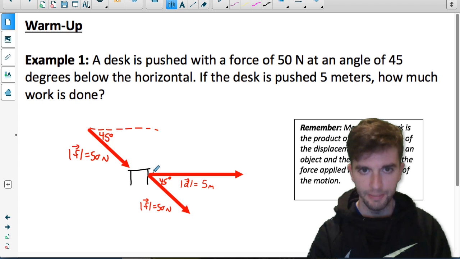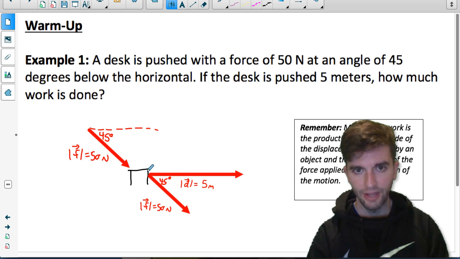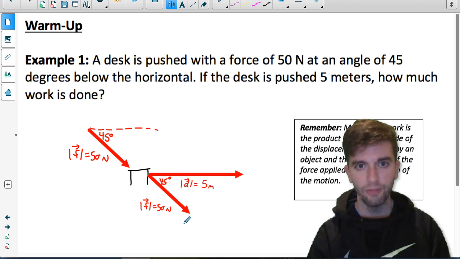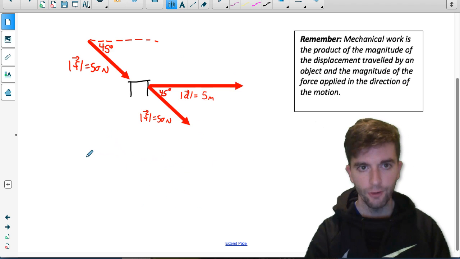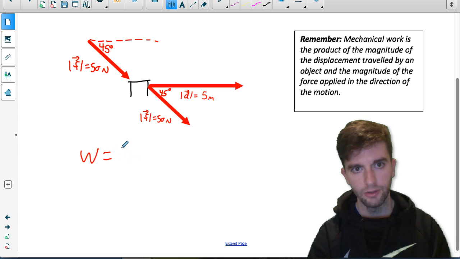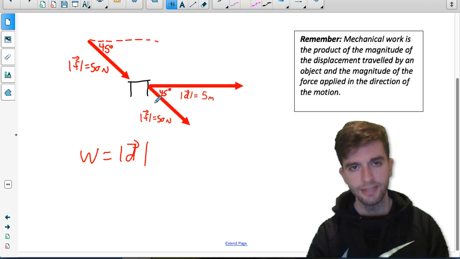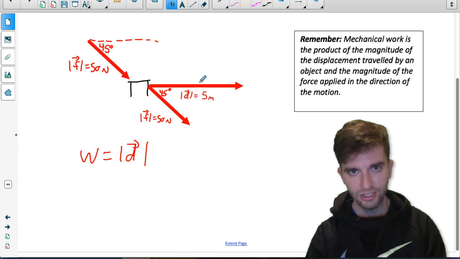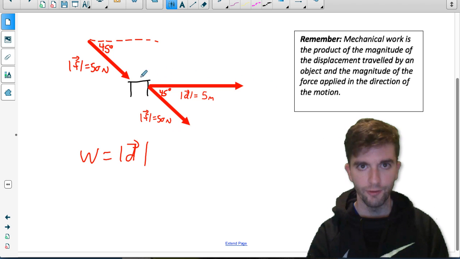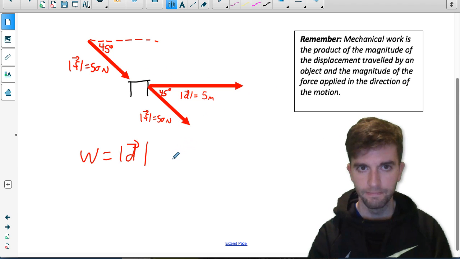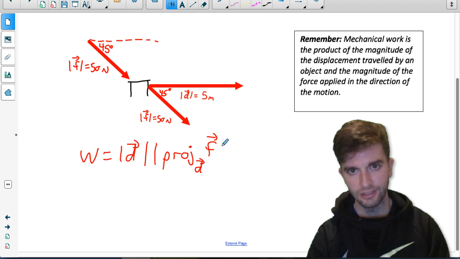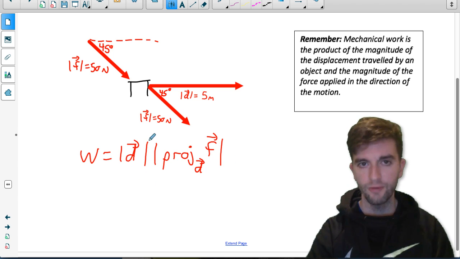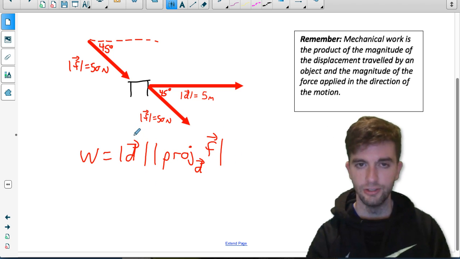Now I'm interested in calculating the mechanical work, and that's the product of the magnitude of the displacement with the magnitude of the force that is applied in the direction of the displacement. So that formula would look like: work equals the magnitude of the displacement times the magnitude of the force applied in the direction of the displacement. Well, that's the projection of the force onto the displacement vector. So to write that, I would write the projection of the force vector onto the displacement vector. And we learned about that in the last lesson. So if you don't know about vector projections, make sure you go back and watch Lesson 2.